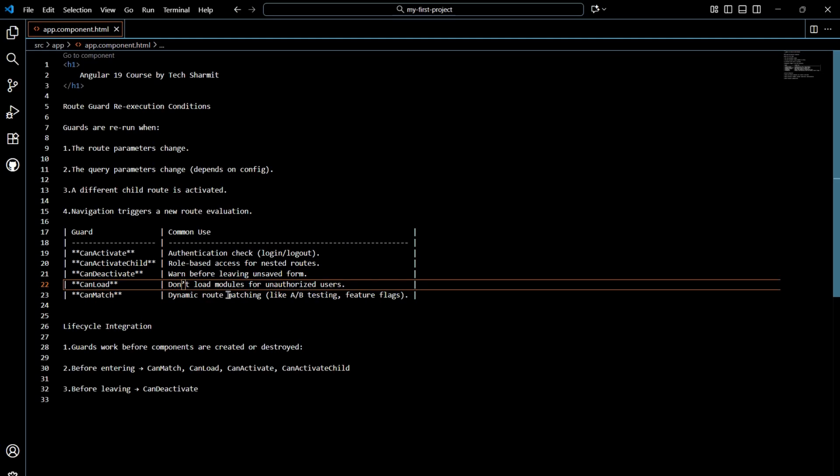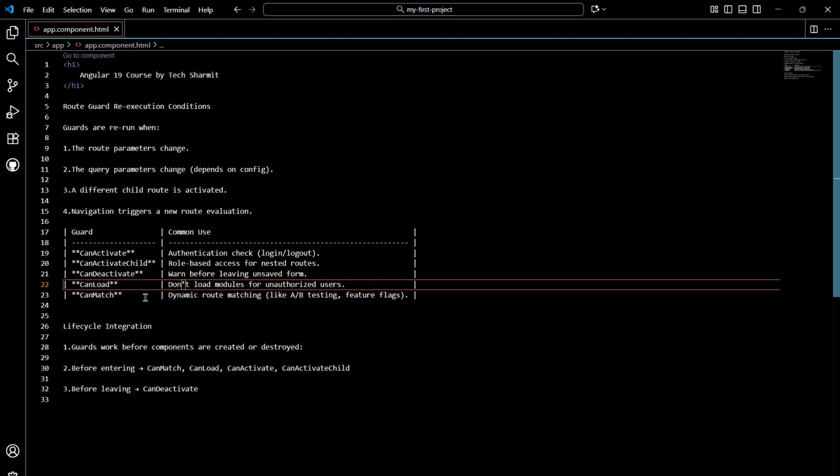Then the next one is canLoad. So don't load the module for the unauthorized user. Now, what is an unauthorized user? Let's say there are some users which we consider as unauthorized, meaning they don't have the correct credentials or the right authority to access this functionality. So in that situation we can make use of canLoad, so that it doesn't load modules for unauthorized users.